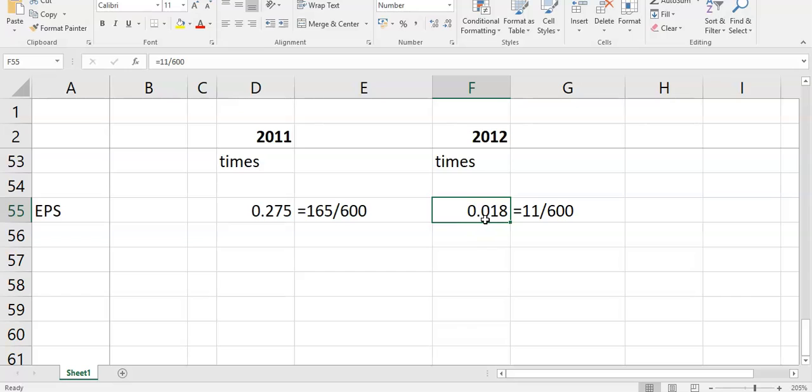So 0.018 of a euro. So significant fall in earnings per share year on year. And we know the main driver of that: your number of ordinary shares has not changed. You haven't issued new shares, nor have you bought back shares. What has changed is the fall in profitability. And that is a core metric.